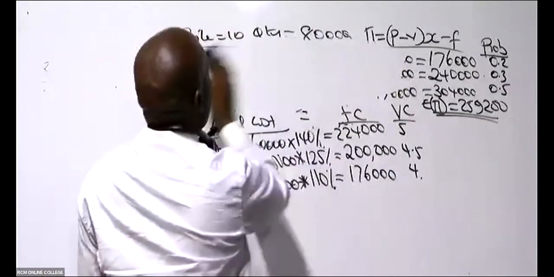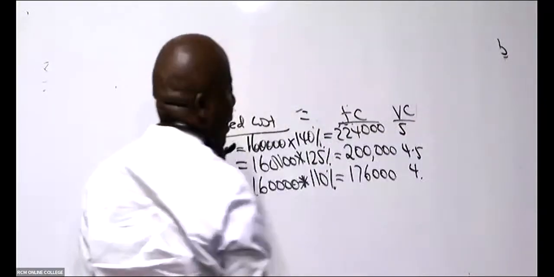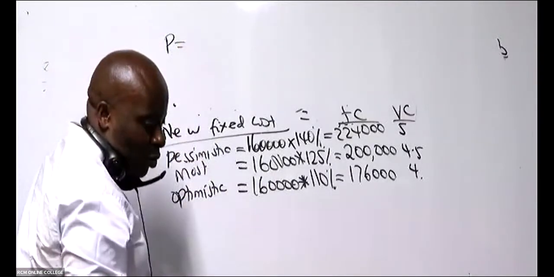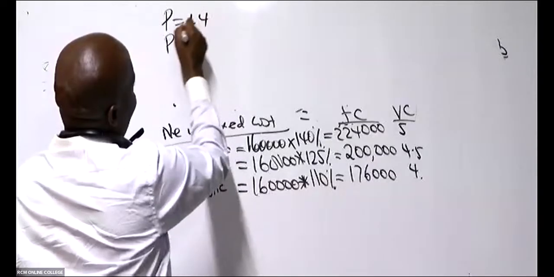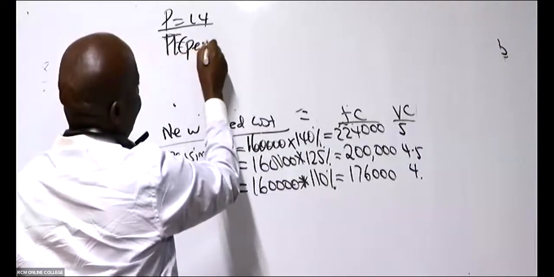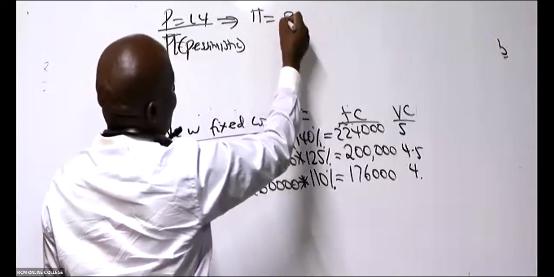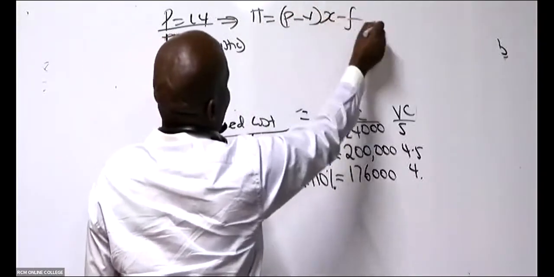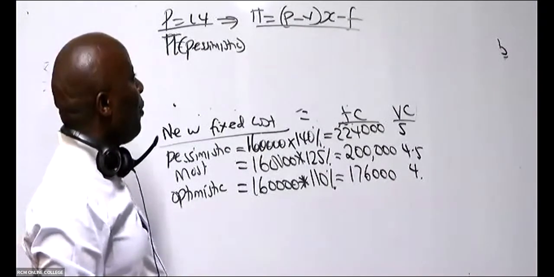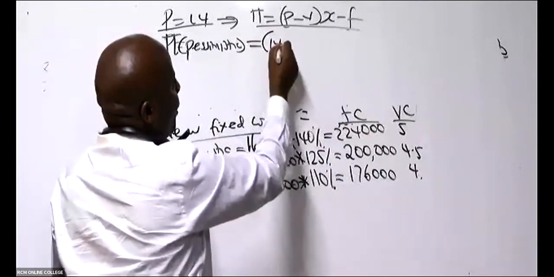Great. So now we are looking for the profit when we charge a price of 14. Go ahead and give me profit under pessimism. So we know that profit equals P minus V, like that. If we charge a price of 14, then the price here will be 14.